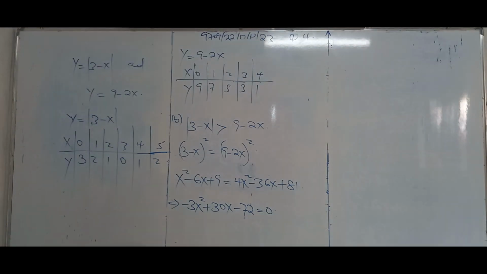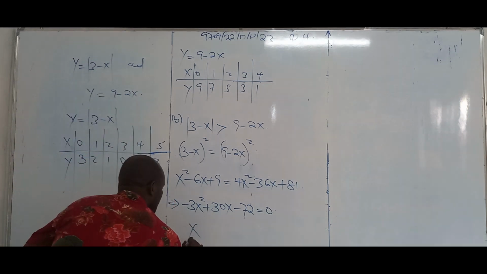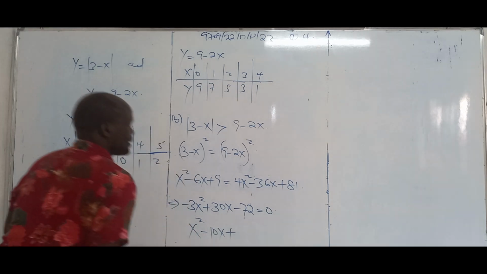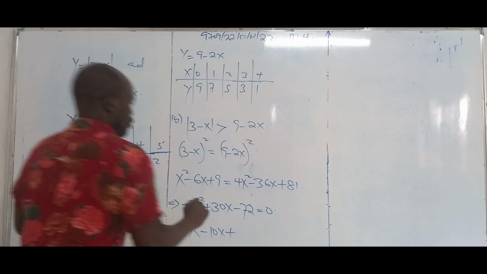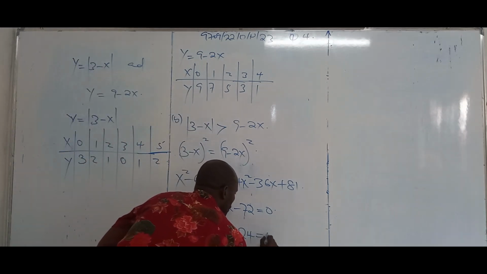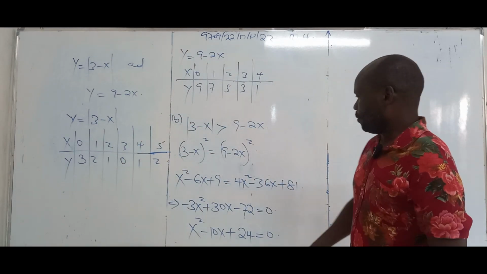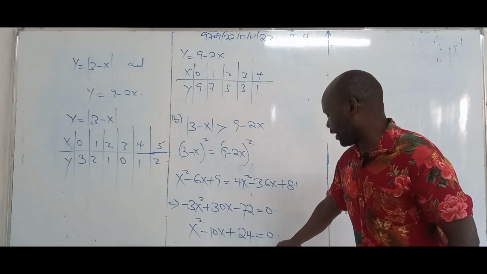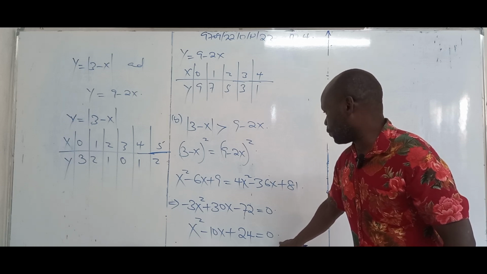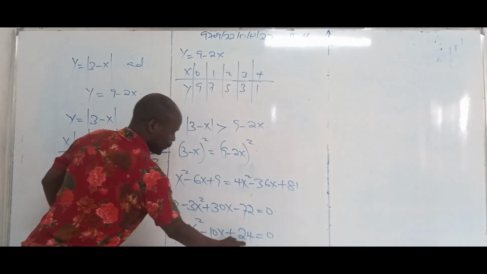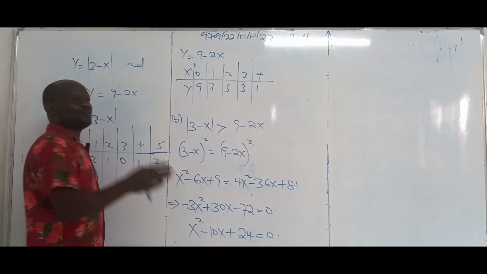So I can divide each term by 3, actually by negative 3. In doing so, I get x squared minus 10x plus 24 is equal to 0. To solve the value of x here, we need two values whose product is 24 and sum is negative 10. That has to be 6 and 4.